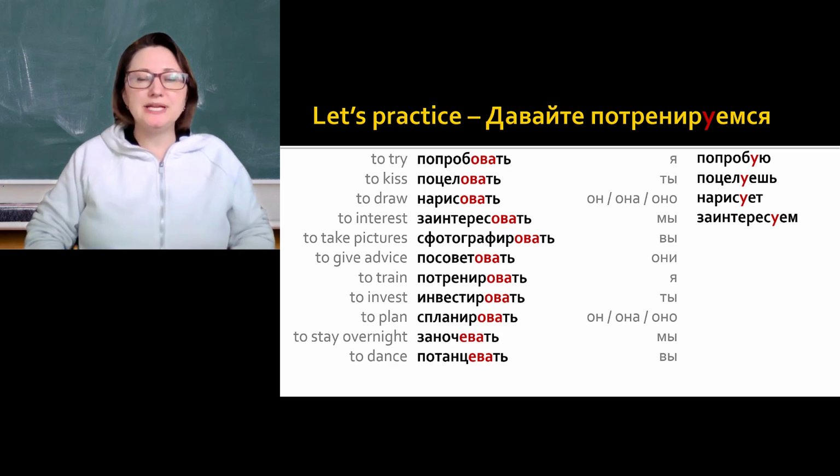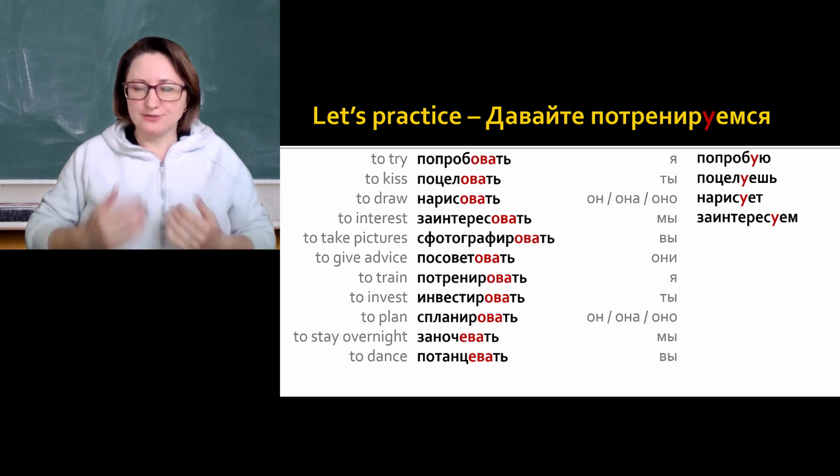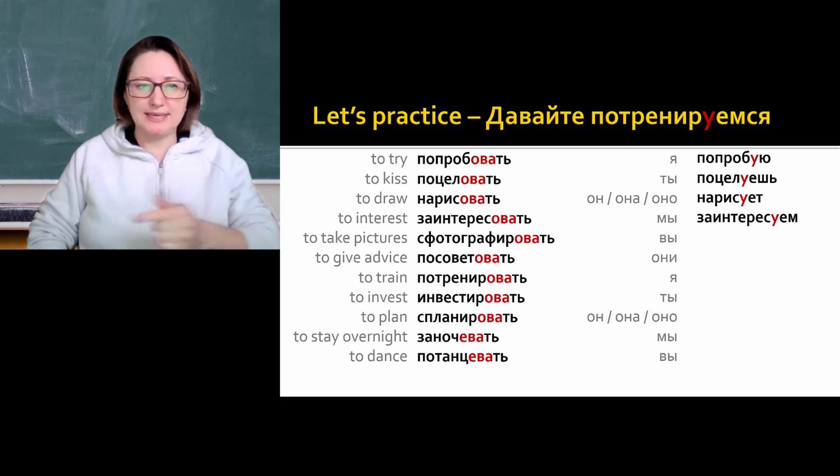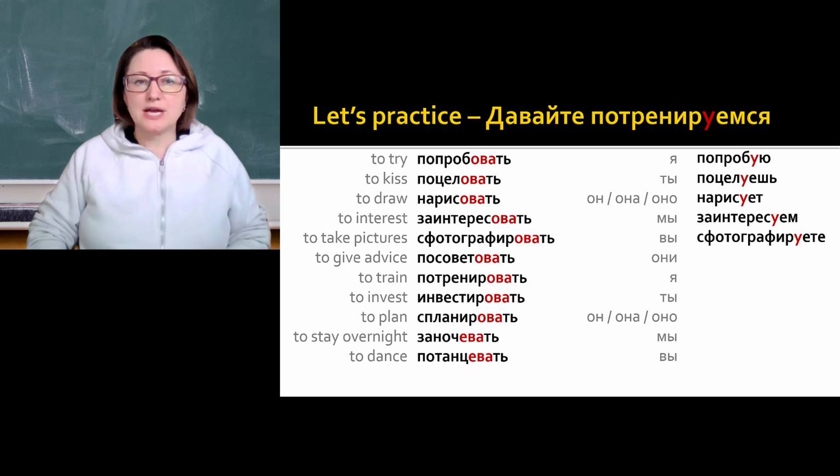So to interest, for instance, you can say, we will basically be of interest to somebody. So it will be мы заинтересуем. Мы заинтересуем. For instance, we will interest you in our business. Мы заинтересуем вас в нашем бизнесе. Then you guys, or you formal, will take pictures. Вы сфотографируете. Вы сфотографируете. They will give you advice. Они посоветуют. Они посоветуют.